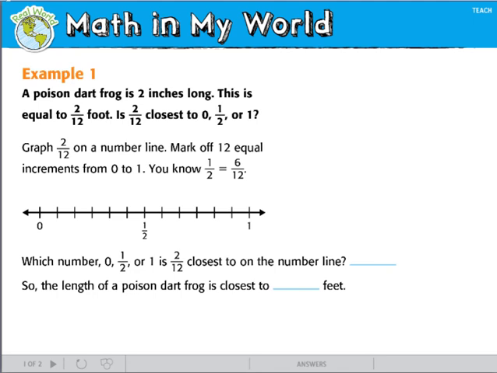Okay? So I'm going to put 2/12 on my number line. We're going to mark off 12 equal increments from 0 to 1. So here's 0. Here's 1. Okay? Remember what I said? It's the same number of lines as the denominator, right? So this could be 1 or 12, which means that this is going to be 6 or 1/2. Okay? So far, so good? All right. So we're going to graph the 2. 1, 2. This is 2/12.